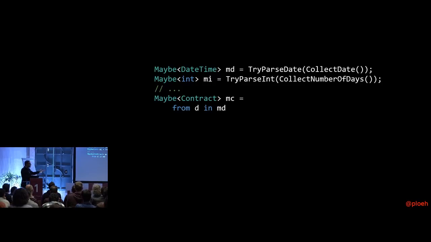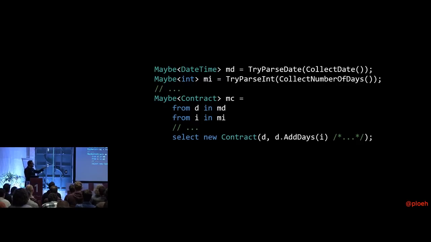So you can use query syntax and you say from D in MD, so D is now, because of the way query syntax works, just a date time value. And you can say from I in MI, and I is just an int. And then finally you can say select contract, and then you could just pass in all of those various different primitive values there. So what you end up with is a maybe of contract that may or may not actually contain a contract, but it's safe. No exceptions will be thrown here. It's either going to be there or it's not going to be there, but it's quite explicit that you have to deal with both cases.